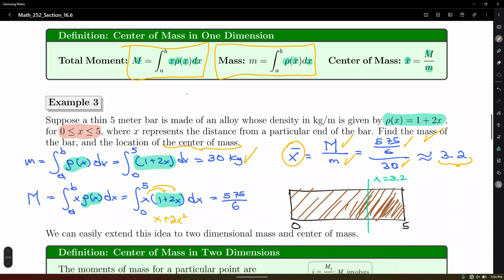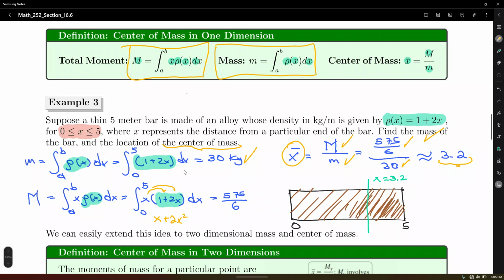Well, that's because, look at the density function. The density function, which by the way is a linear function with a positive slope. So that means that the density of the rod will increase at a ratio of 2 units per meter plus 1 unit. So that means it increases as we increase the distance away from 0. That's what explains why the center of mass is at this point.